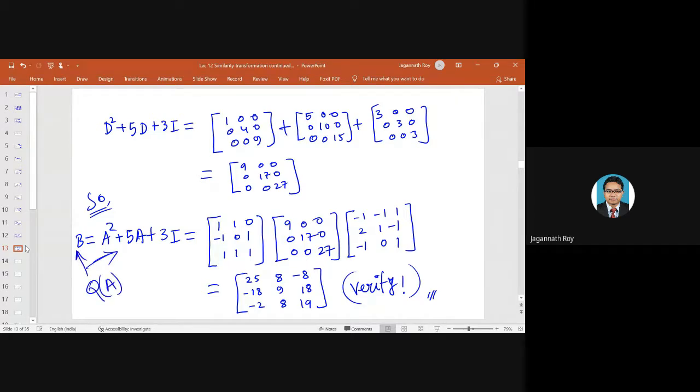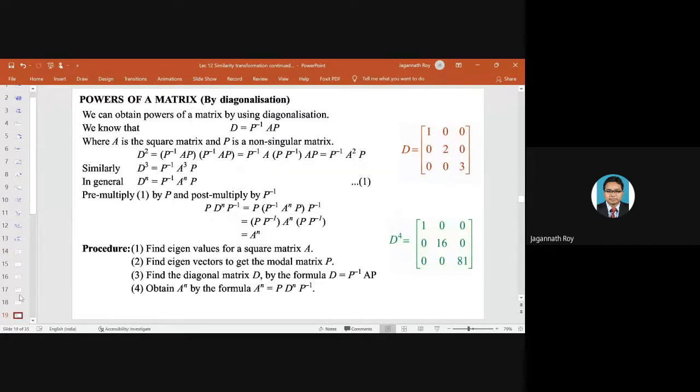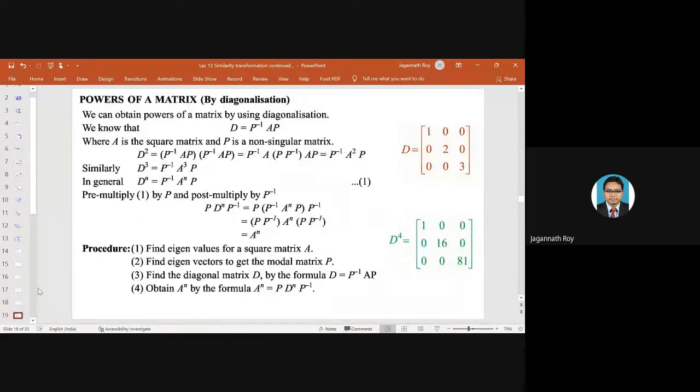Q of A is actually of this form. That is why we have mentioned that we will be interested in finding the matrices which are diagonalizable. Like we have mentioned, the powers of a matrix can be found by diagonalization. This is nothing new, we have already discussed that it will satisfy this formula.